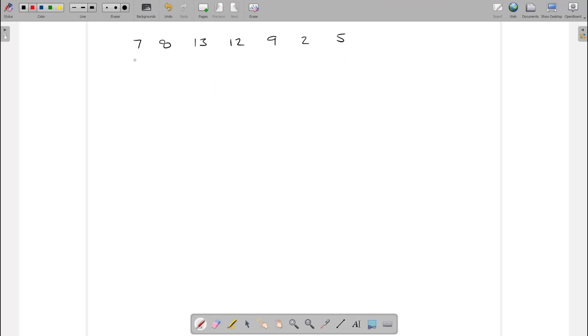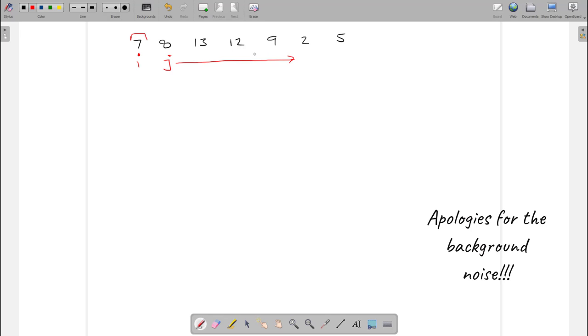There's yet another variant to the implementation of this algorithm, wherein I marker is here and j marker is here, and 7 is the pivot element. So j goes from left to right looking for any value which is less than 7. So it goes till 2, and then it interchanges it with I plus 1. So I plus 1 position and j, they both swap. So 2 comes here, 13, 12, 9, 8 and 5.